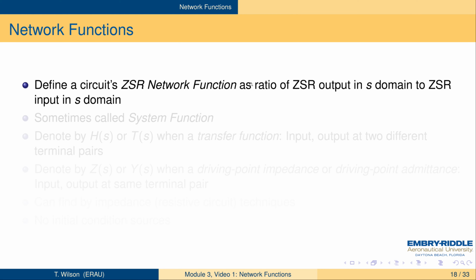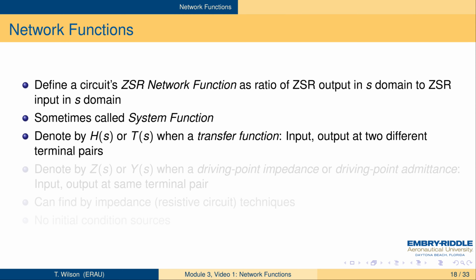So a network function is the ratio of the output in the zero state in the S domain to the input in the zero state in the S domain. They're called by many system functions. We call them network functions when they're particular to electrical circuits, electronic circuits. More generally, you can have system functions describing any system described by differential equations. They're usually denoted by H of S. Some authors use T of S, and in both these cases, we're talking about a transfer function.